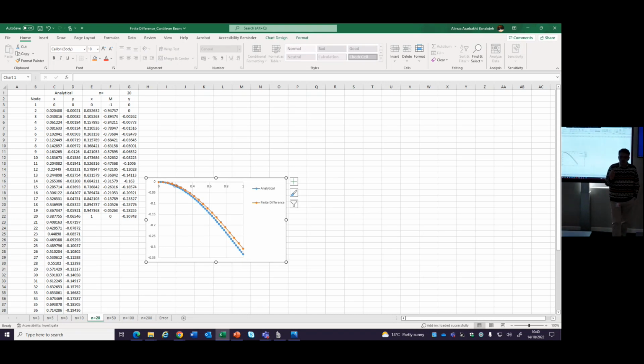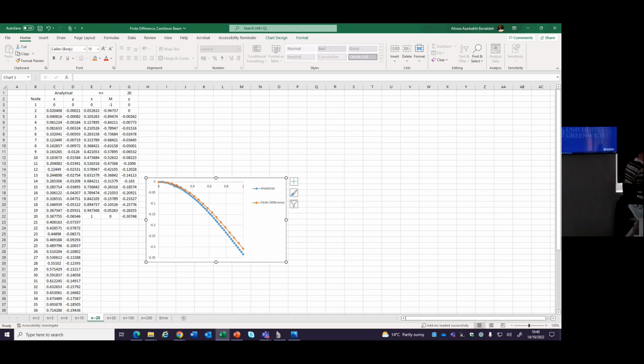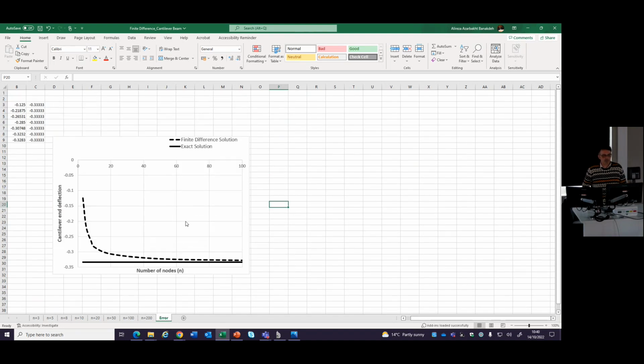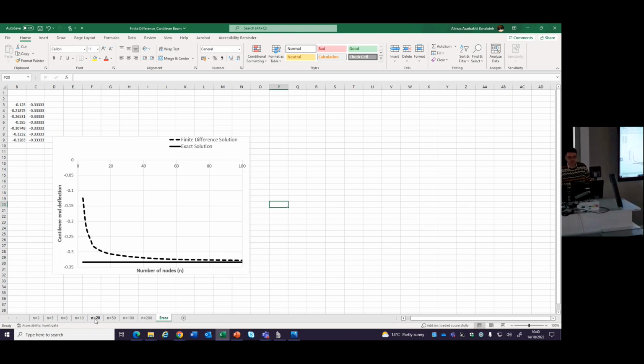I want to just draw the deflection of the end of the beam based on the approximation method and the analytical method versus different assumptions for the n. I just did it here. The x-axis is the number of nodes, n. Okay, and the data are here. This is based on 3, 5, 8, 10, 20, 50, 100, from 3 to 100.